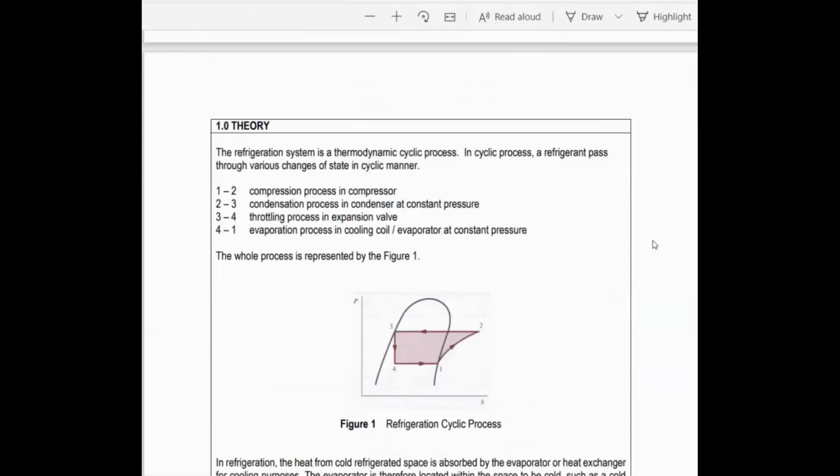In theory, if you see Figure 1 regarding the refrigeration cyclic process, P versus H, pressure versus enthalpy, this is the graph of the refrigeration process. Normally, there are 4 processes available in the refrigeration. When you look at process number 1 to 2.